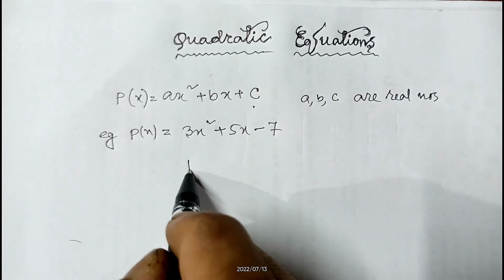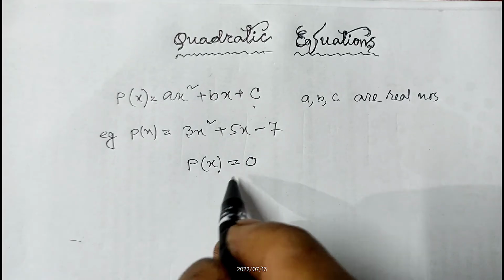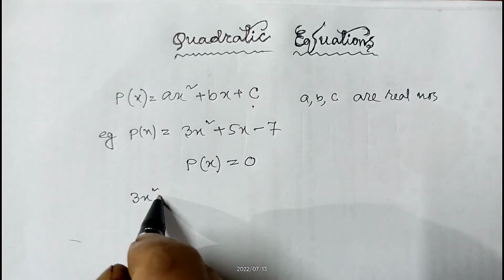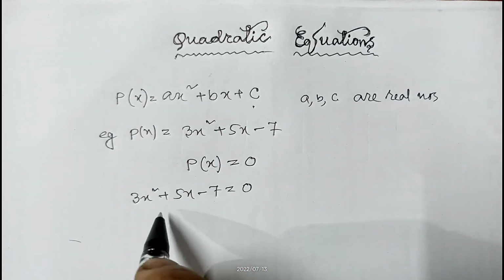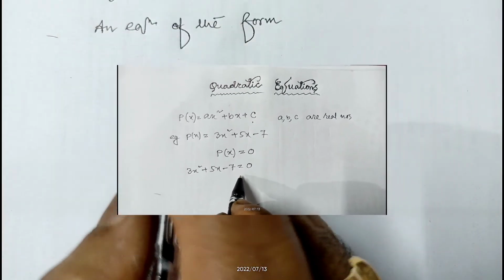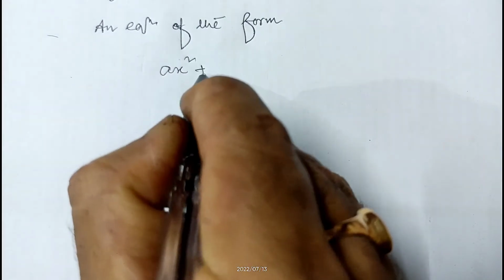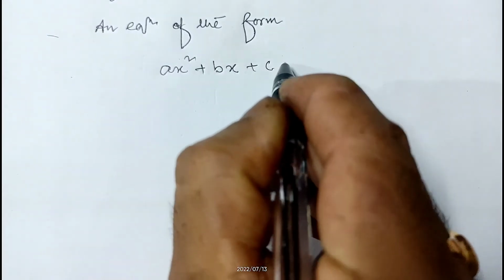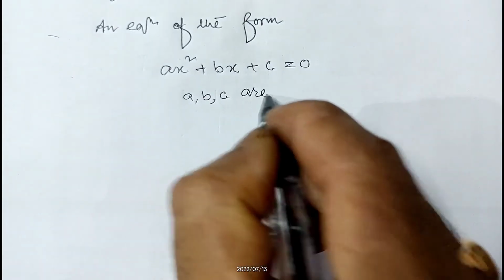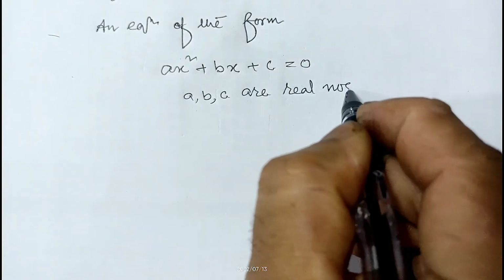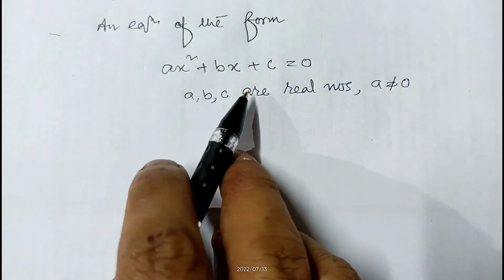Now suppose we consider this polynomial is equal to 0. If p(x) is 0, then it will be 3x square plus 5x minus 7 equals 0. Then this type of equation is called a quadratic equation. In general, we can say an equation of the form ax square plus bx plus c equals 0, where a, b, c are real numbers and a not equal to 0, then these equations are called quadratic equations.